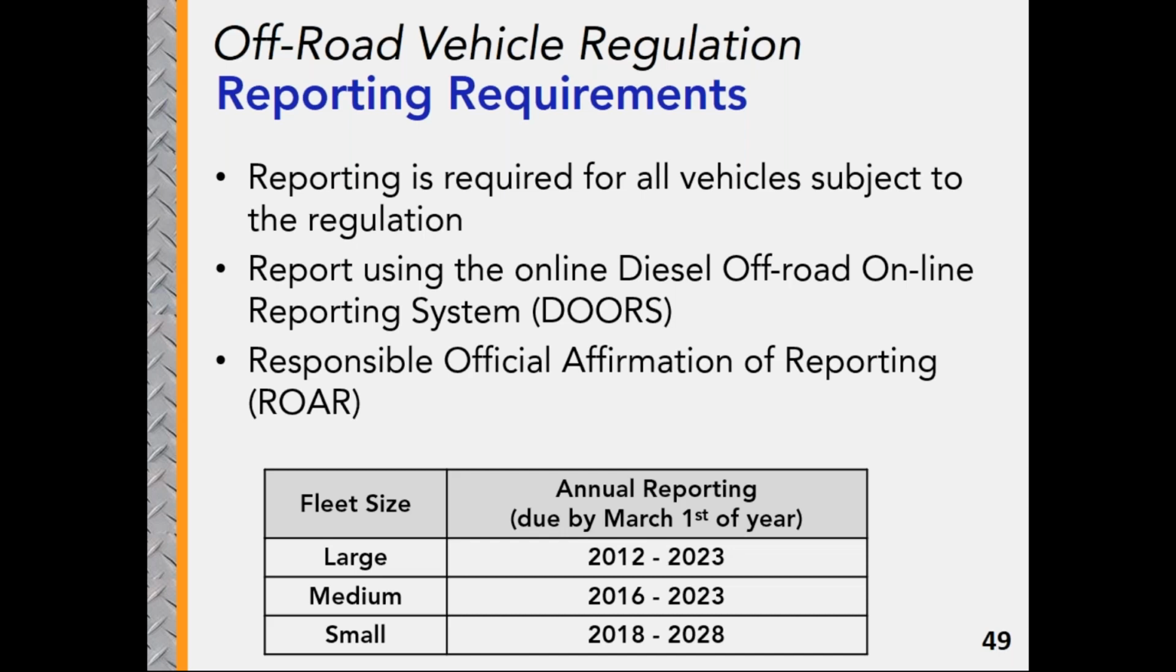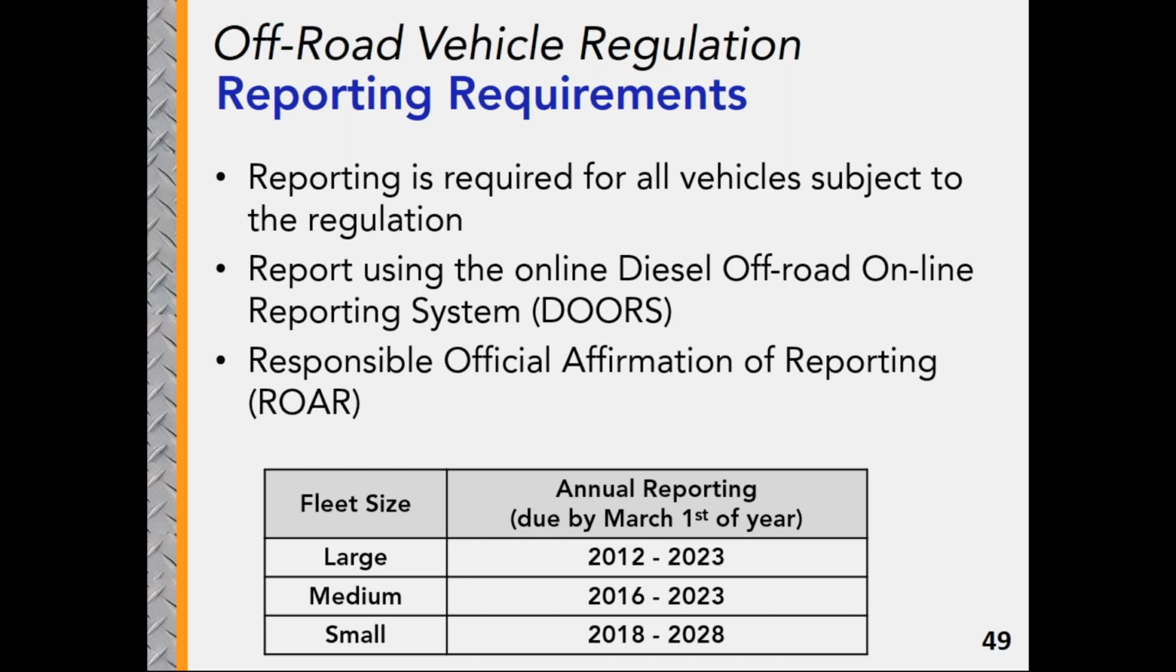You can report for free online using the Diesel Off-Road Online Reporting System, or DOORS. This is the quickest and simplest way to report, and it satisfies all of the off-road vehicle reporting requirements, and the best part, retains all the data for future reporting requirements, so you don't have to re-enter your data every year.